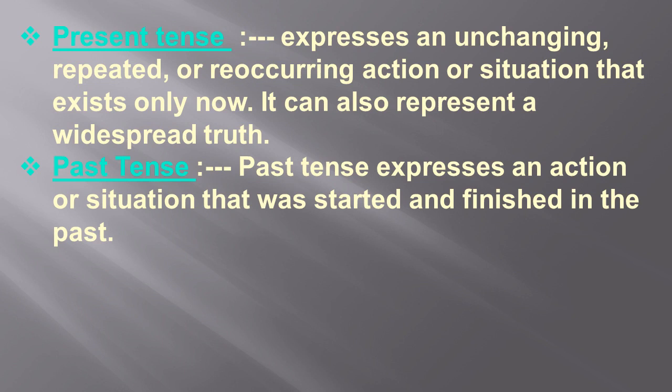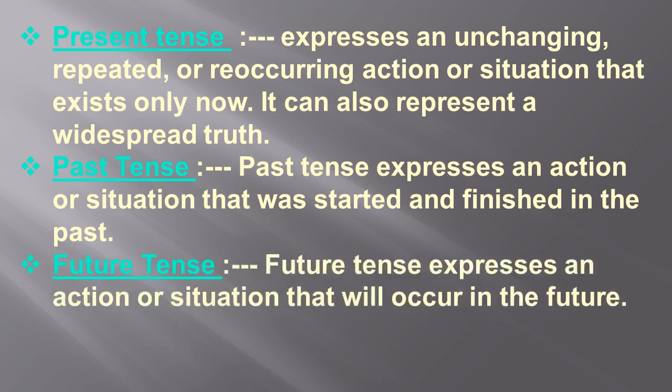Past tense. Past tense expresses an action or situation that was started and finished in the past. That means the actions or the events that happened in the past are included in past tense. Then we have future tense. Future tense expresses an action or situation that will occur in the future. That means that has not happened, that is not happening now, but will somehow happen in the future.